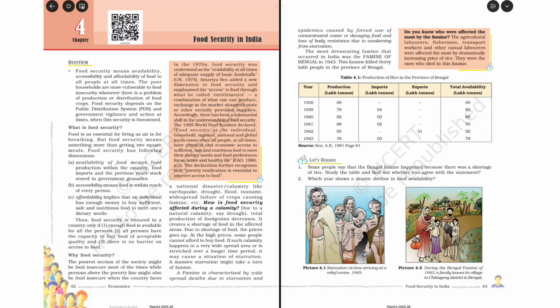How is food security affected during a calamity? Due to a natural calamity, say drought, total production of food grains decreases. It creates a shortage of food in the affected areas. Due to shortage of food, the prices go up. At the high prices, some people cannot afford to buy food. If such calamity happens in a very widespread area or is stretched over a longer time period, it may cause a situation of starvation. A massive starvation might take a turn of famine. A famine is characterized by widespread deaths due to starvation and epidemics caused by forced use of contaminated water or decaying food and loss of body resistance due to weakening from starvation."